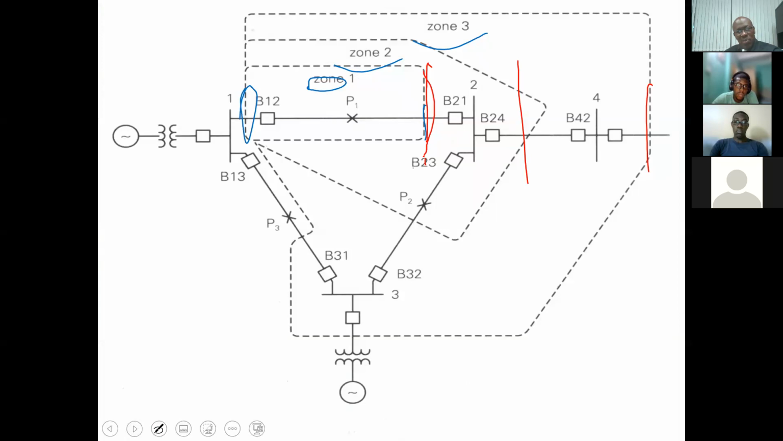Don't worry, we'll give you some more details. Zone 2: if the fault now occurs over on 2 to 4, this relay will also see the fault. However, it will say, oh, but the fault is not within the zone I am protecting. It sounds like it is next door. So the fault isn't in my yard, it's in my neighbor's yard.